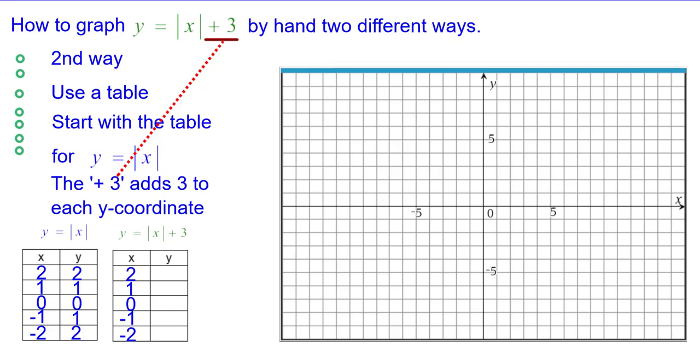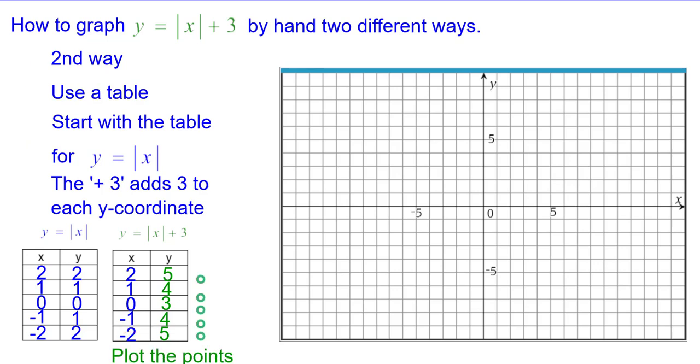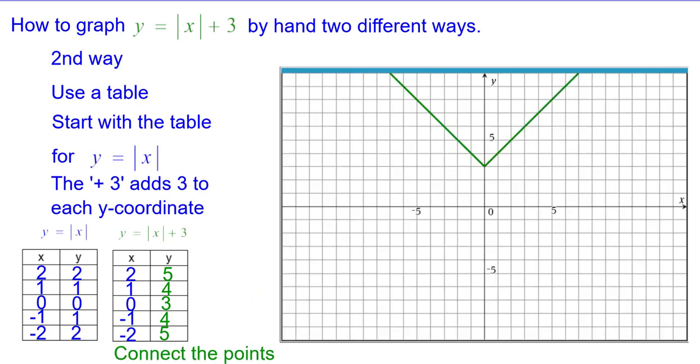And so the corresponding value, this 2 will go up to 5, this 1 goes up to 4, this 0 goes up to 3, and again 1 to 4 and 2 to 5. So we now have 5 quick points with very little calculation. And so we're going to go ahead and plot those points. So (2, 5), (1, 4), and so on. And those 5 points do trace out the V, so we can go ahead and connect them and make the absolute value of x plus 3.